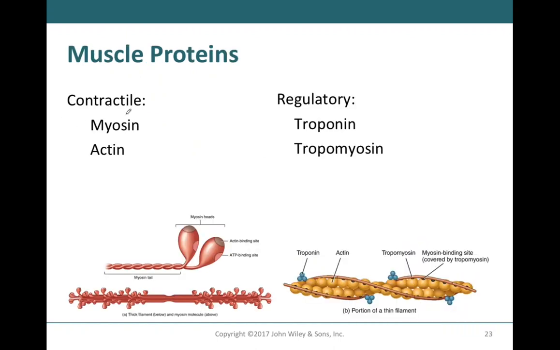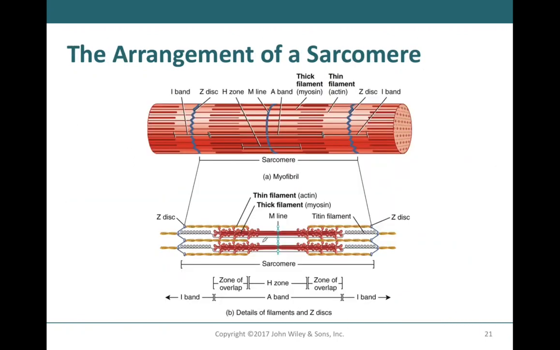So as I've mentioned, myosin is found in the thick filament, and actin is going to be the major component of the thin filament. Those are both contractile muscle proteins. Now, as we see in this picture, there's an overlap between the thick filament and the thin filament. And this is very important for us to understand the sliding filament theory.